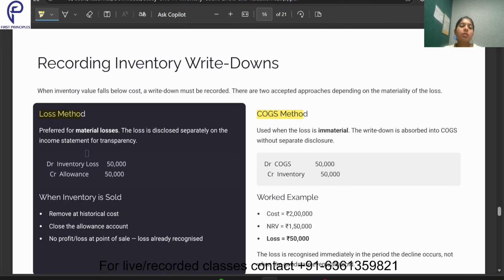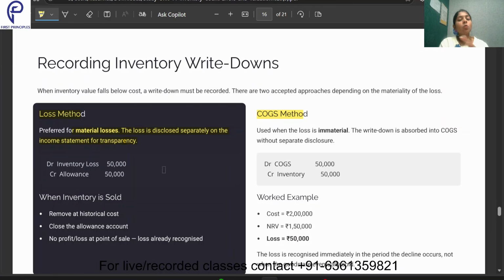Now this loss method is preferred for material losses. Material losses means whenever there is a loss in inventory which is of a huge amount, which is going to impact my business. Anything material in accounting means that it is going to impact my business. So this is a material loss.